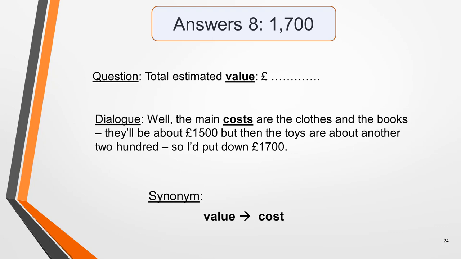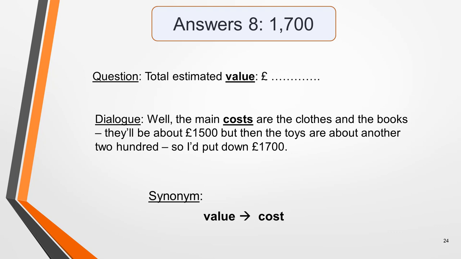Okay, what is the total value, do you think, of the contents? Well, the main costs are the clothes and the books. They'll be about 1,500, but then the toys are about another 200, so I'd put down 1,700.